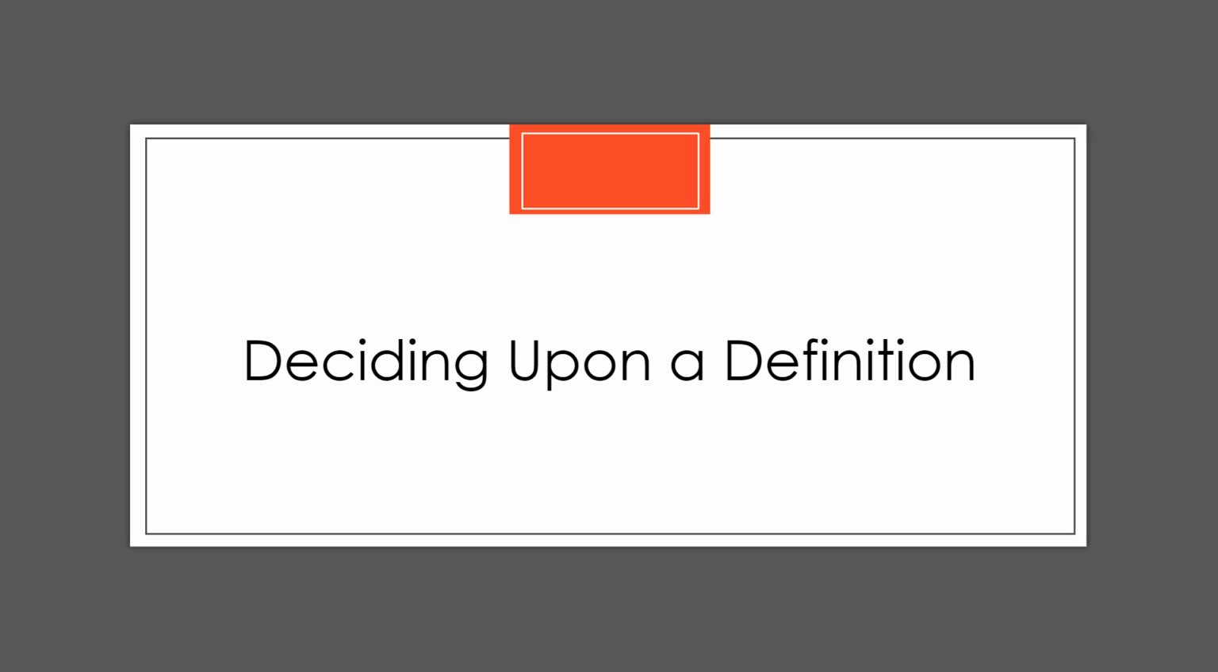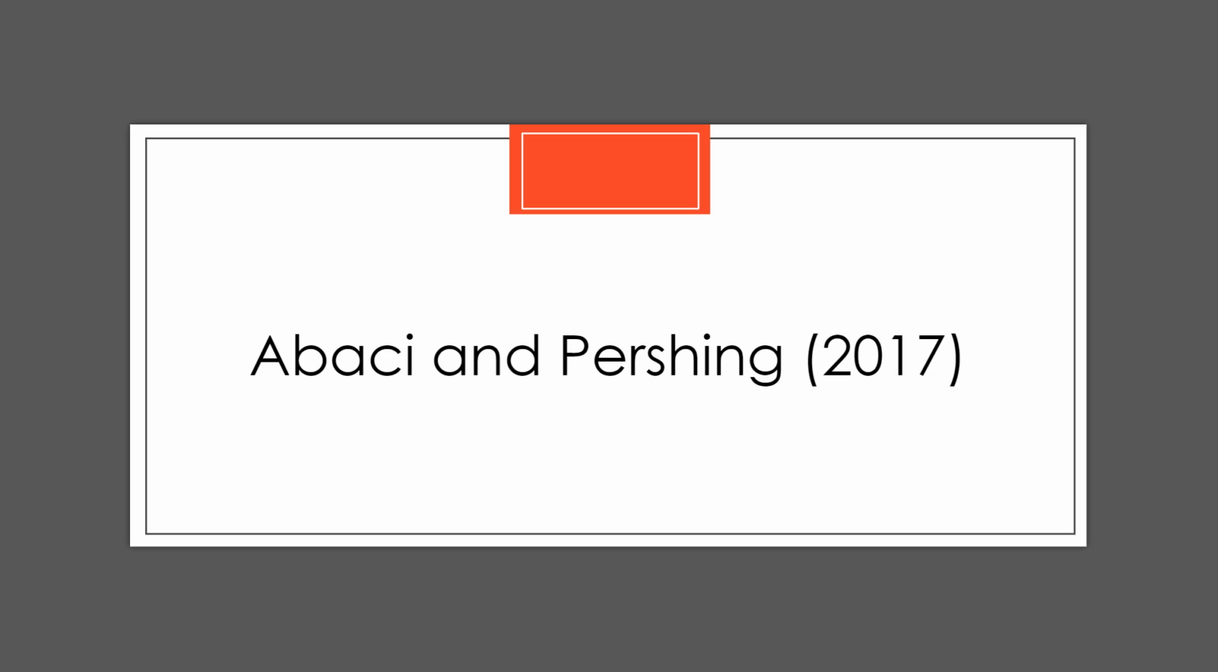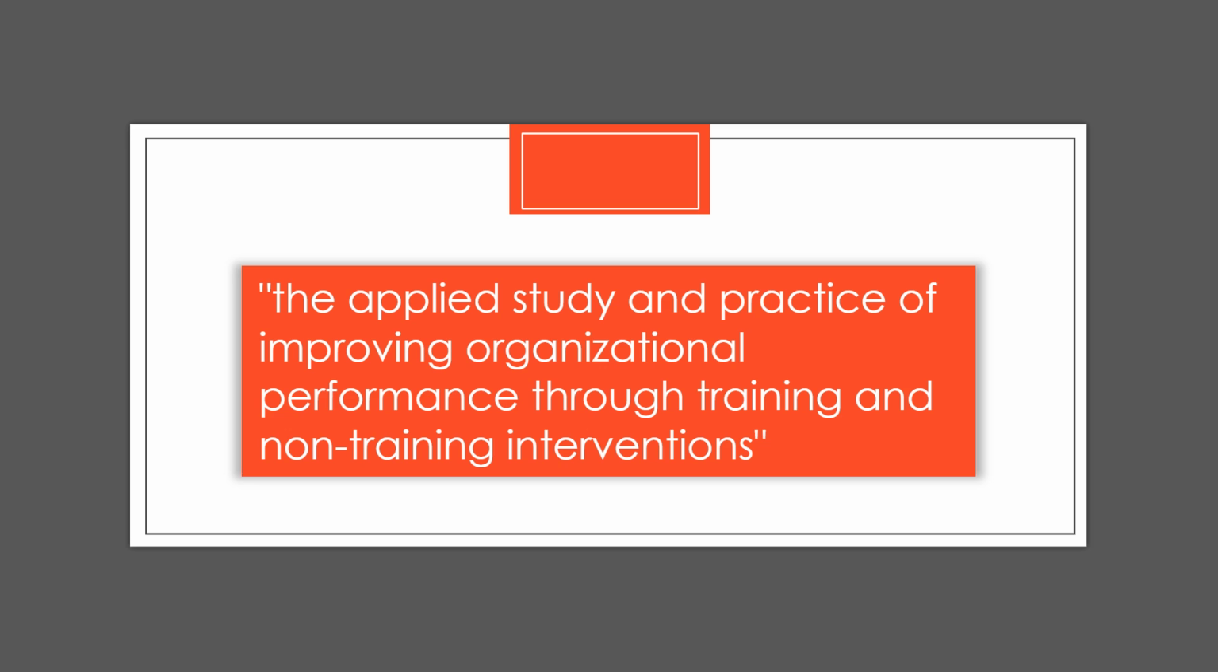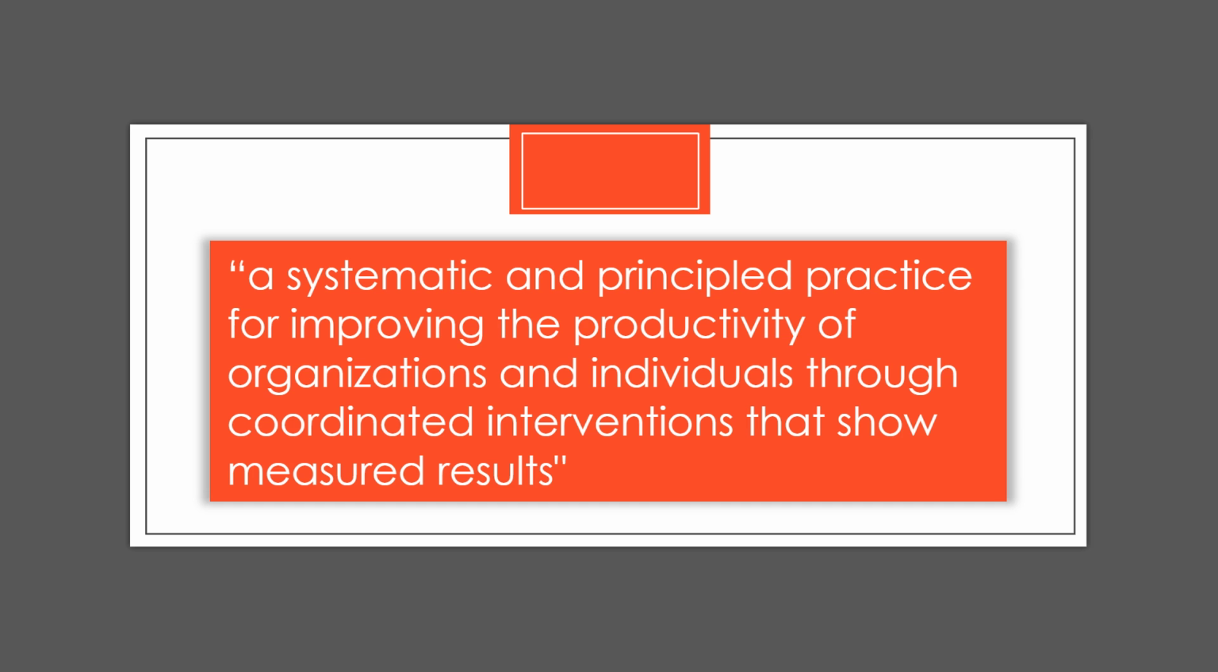Deciding upon a definition. Abbasi and Pershing define human performance technology as the applied study and practice of improving organizational performance through training and non-training interventions. The definition provided by Fauché touches on similar concepts by stating that human performance technology may be defined as a systematic and principled practice for improving the productivity of organizations and individuals through coordinated interventions that show measured results.